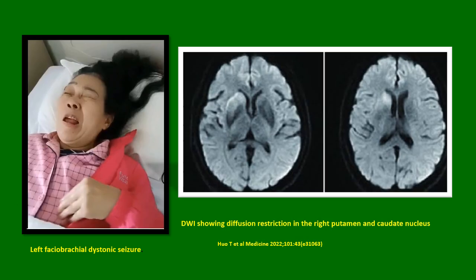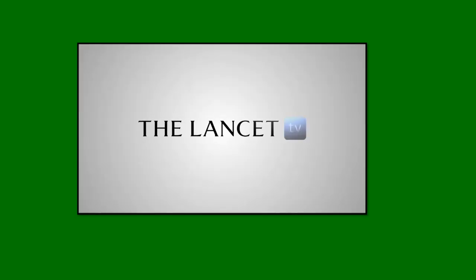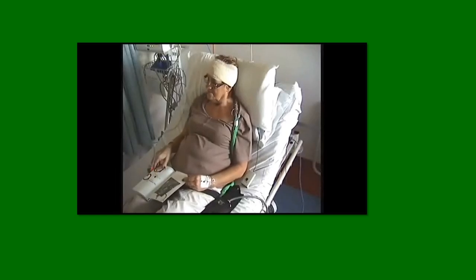This slide shows a patient with LGI1 encephalitis. On the left side, the patient is experiencing a faciobrachial dystonic seizure, and on the right side is a diffusion-weighted MRI showing diffusion restriction in the right putamen and caudate nucleus. This video shows a patient with LGI1 encephalitis experiencing a left-sided faciobrachial dystonic seizure.